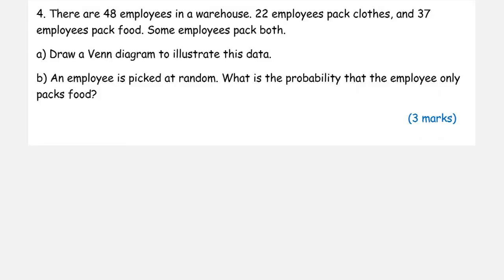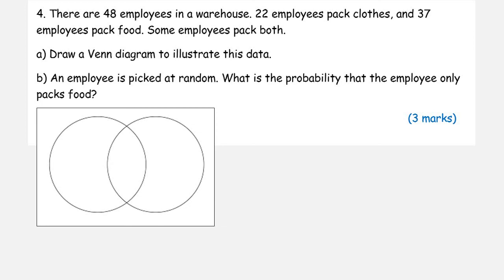Question 4. Okay, Venn diagrams. This was one of the questions that people struggled with. And on the whole, I would say the work on Venn diagrams is what people have found most difficult. Okay, so I'm going to go through this step by step. Watch this carefully. So first thing to do is to draw your rectangle with 2 circles overlapping inside. We know that the circles have to overlap because it tells us that some employees pack both clothes and food. So the 2 circles must overlap.